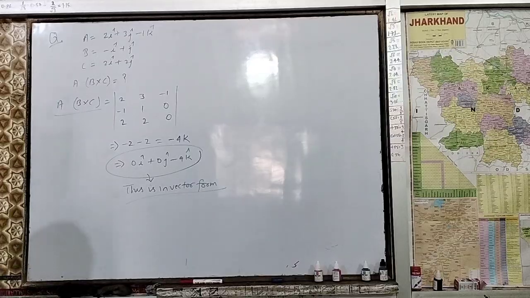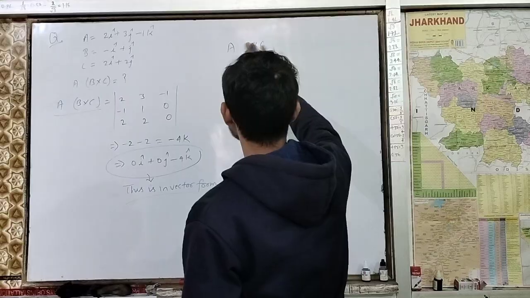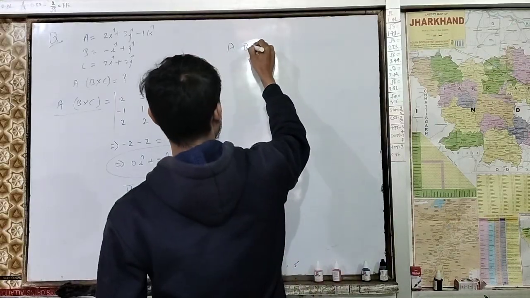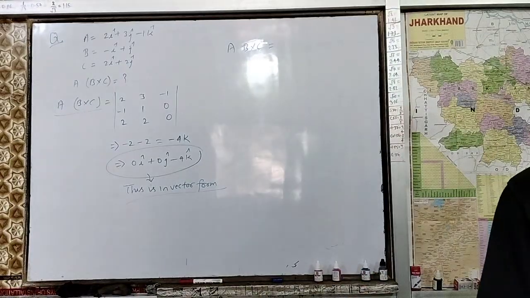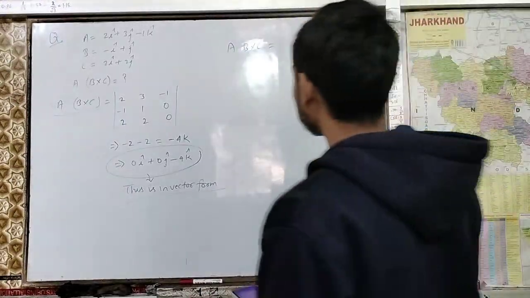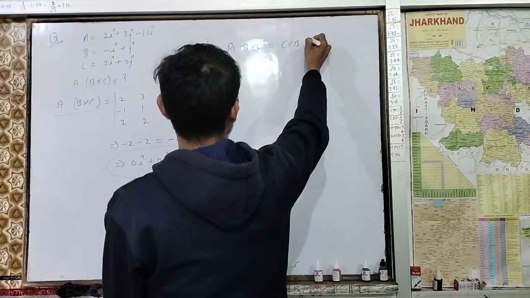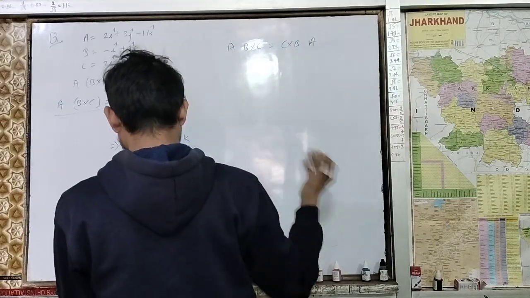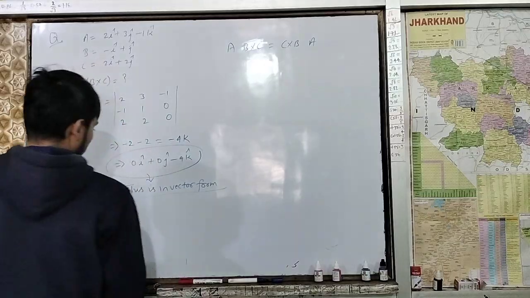What if there is no bracket? Okay, there is no bracket. B crosses C. Then what will happen? Then you can say that this is equal to C cross B dot A. Let me explain.